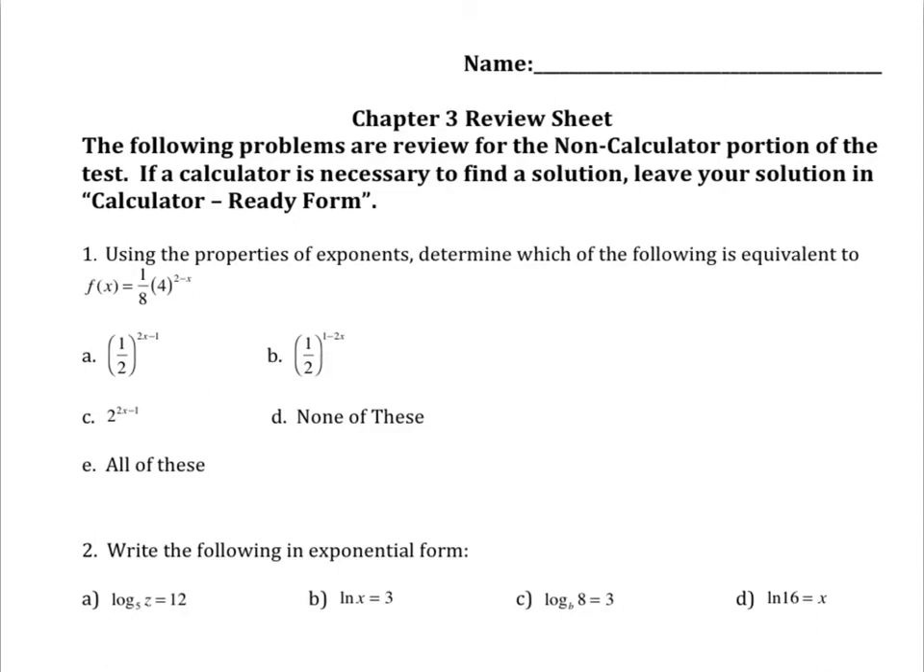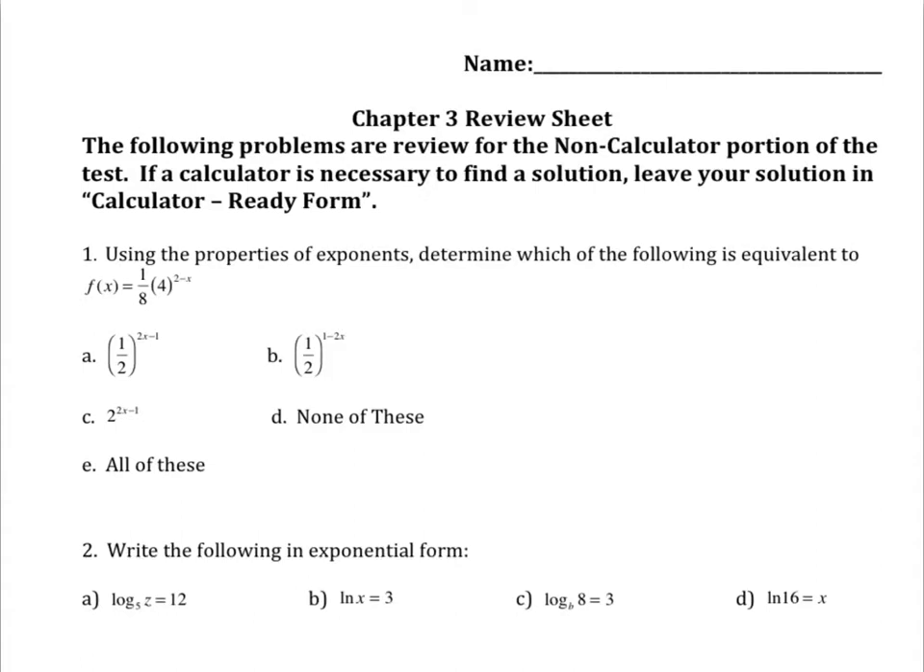For number 1 on the Chapter 3 review sheet, we want to get f of x to look like one of the choices in the multiple choice. So if we look at 1/8 and 4, we want to think which base can we change both of those numbers to so it will look like one of our choices. So it looks like I can either change them to have a base of 1/2 or a base of 2.